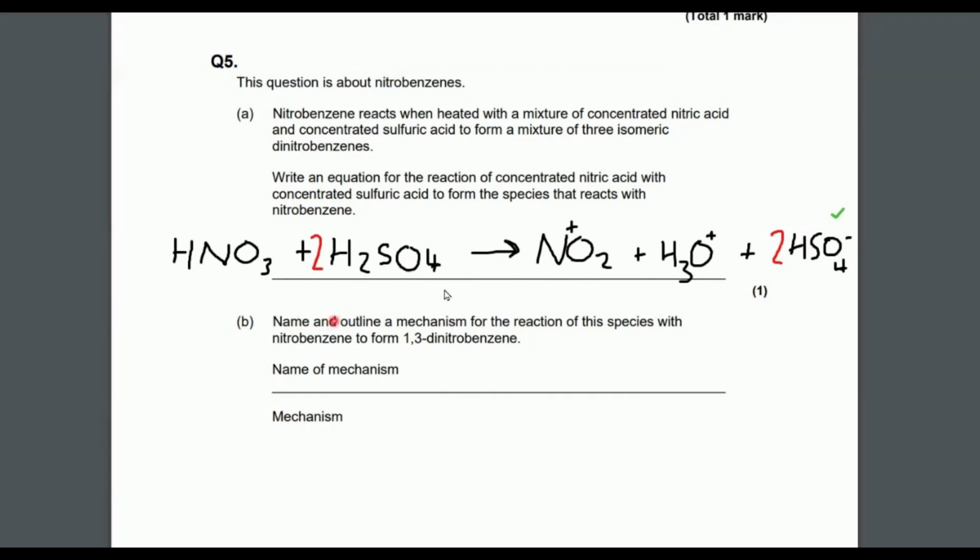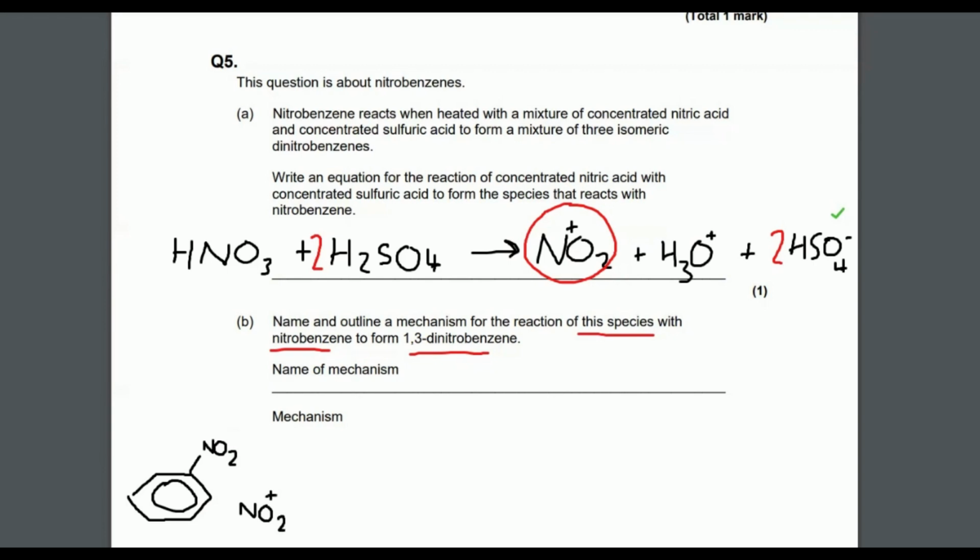Okay, part B: name and outline a mechanism for the reaction of this species with nitrobenzene to form 1,3-dinitrobenzene. So what they're saying is you've got the NO2+, the nitronium ion that they talked about in the first part of the question. They're saying name the mechanism and outline how what I've circled there, the NO2+, attacks normal nitrobenzene, or 1-nitrobenzene, to form 1,3-dinitrobenzene. So let's write out the mechanism for that.